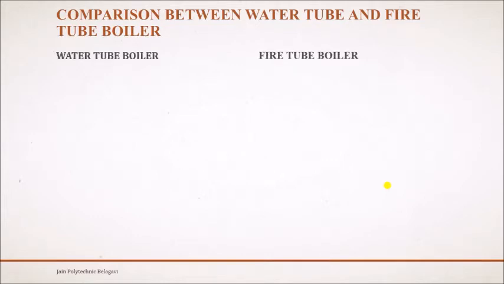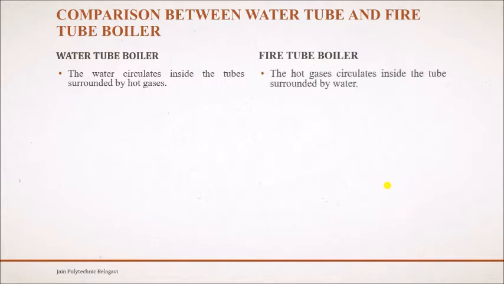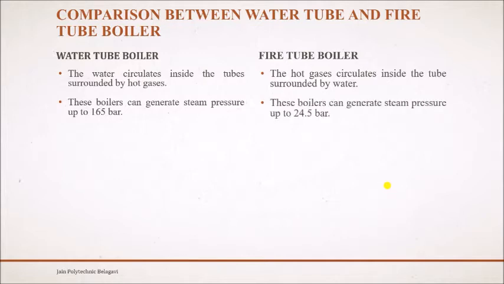In a water tube boiler, water circulates inside the tubes, surrounded by the hot gases. In a fire tube boiler it is reverse: inside the tube hot gases will be there, surrounded by the water. The water tube boiler can generate steam pressure up to 165 bar, and the fire tube boiler can generate steam pressure of up to 24.5 bar.